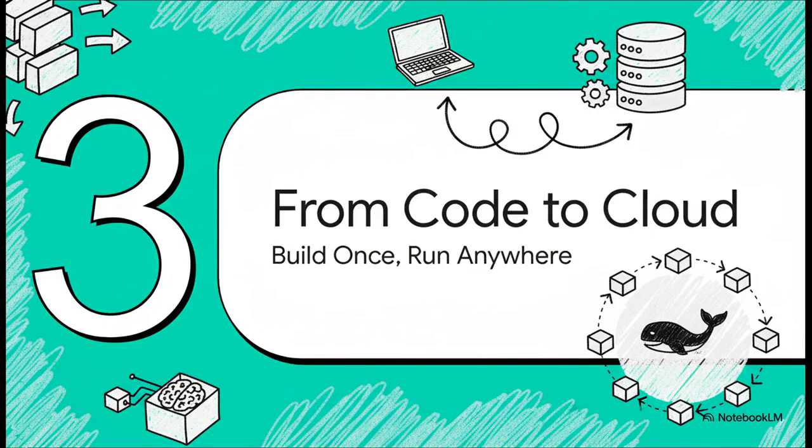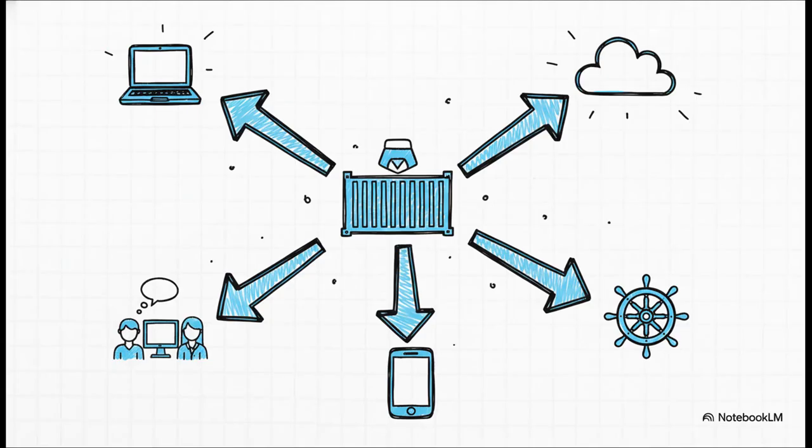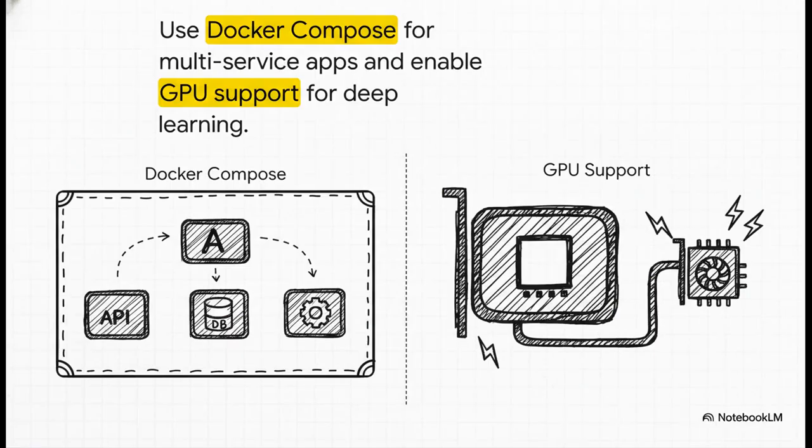Okay, this is where the real magic happens. Because you've packaged your application into this standardized container image, you have unlocked true portability. The whole mantra of Docker is build once, run anywhere. And they mean anywhere. That exact same image you built and tested on your laptop can be pushed to a colleague's machine, to any major cloud provider like AWS or Google Cloud, or even into a massive-scale Kubernetes cluster. You don't change a single line of code, no reinstalling libraries, no dependency headaches. It just works everywhere.